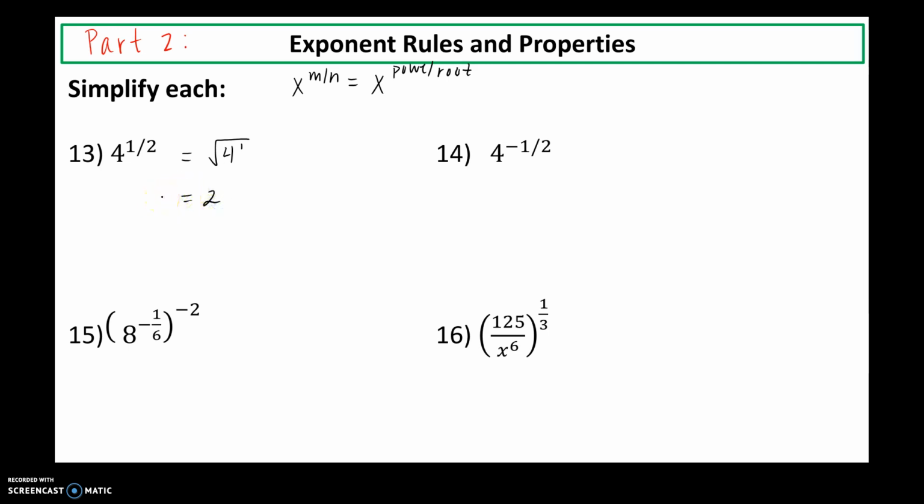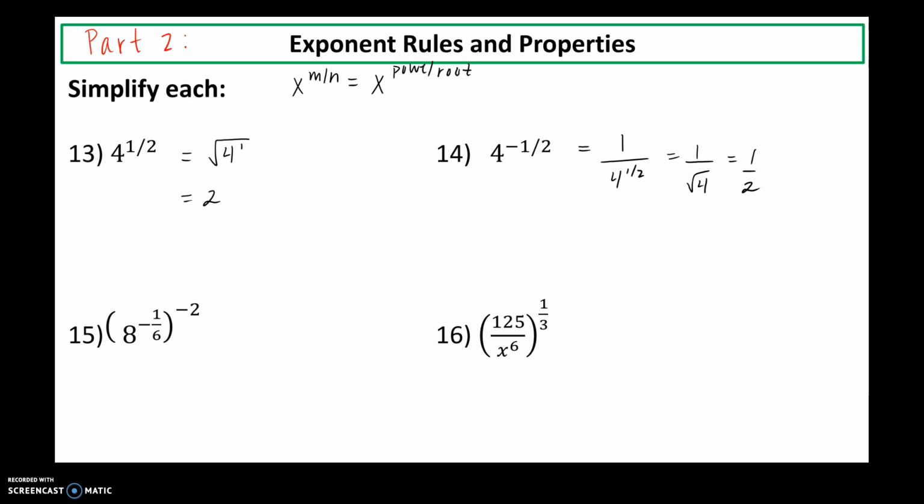4 to the negative 1/2, make the negative exponent positive by taking the reciprocal of the base. 1/2 power is the same as the square root. So 4 to the negative 1/2 would evaluate to 1/2.